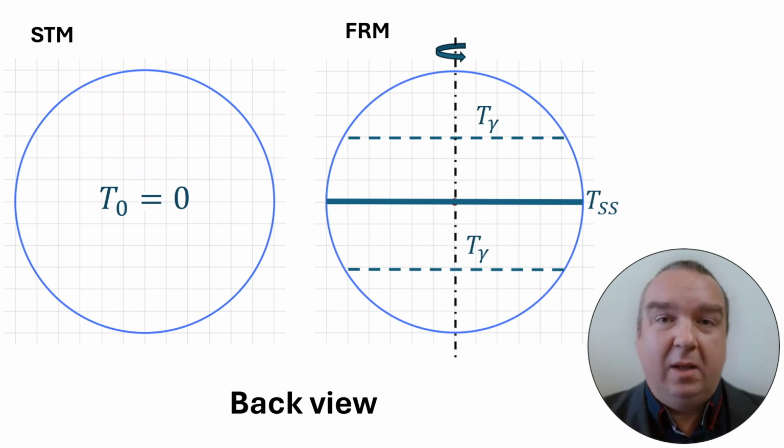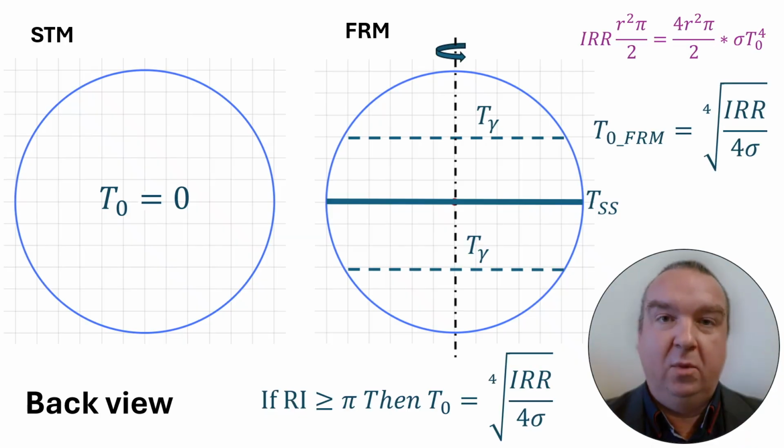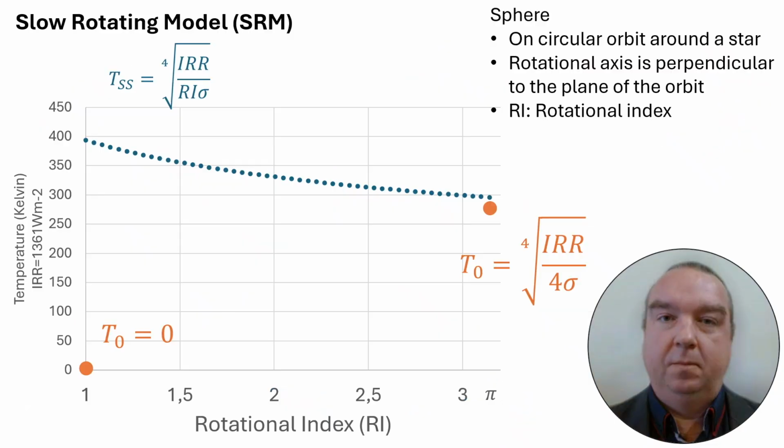So we can write that half of the irradiation is radiating out from half of the surface. This will be mathematically equal to the isotherm model. As you can see, the nighttime radiation is going to be the same if the rotational index is above pi. So the isotherm model is the theoretical maximum of the nighttime radiation. With this knowledge, we can start to build up the slow rotating model.